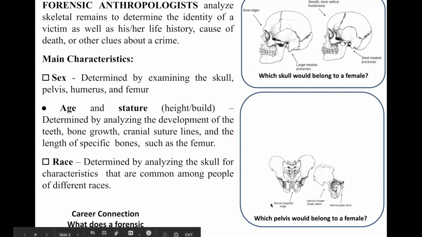And then down here it talks about which pelvis would belong to a female. So now we're looking at pelvic bones. So this pelvic bone has a very, this is not a very good picture because there's only one. This one has a narrow subpubic angle.